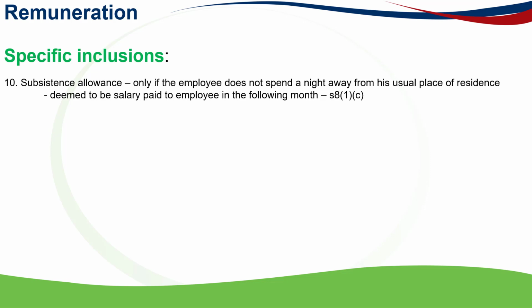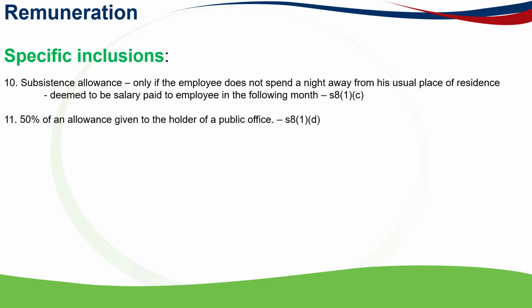However, if the employee was given a subsistence allowance and they did indeed go away for business purposes from their usual place of residence, that subsistence will not be included in remuneration. So it's not part of remuneration. It is only part of remuneration if the employee does not spend the night away from their usual place of residence.